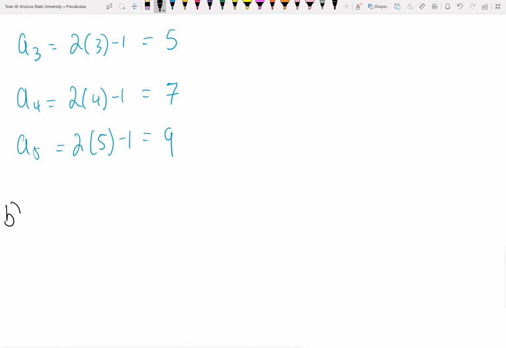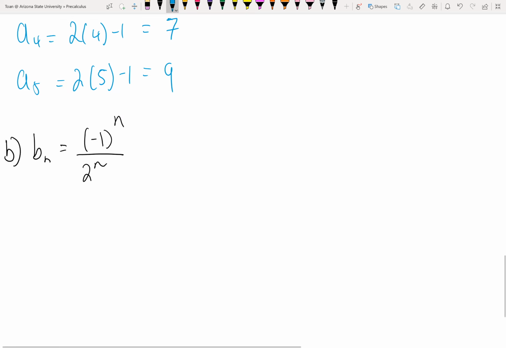Let's take a look at another one here. Say, I'll switch up the letters. Say b sub n equals negative 1 to the nth power over 2 to the nth power. Okay. But again, it shouldn't be hard. You literally just plug and chug.